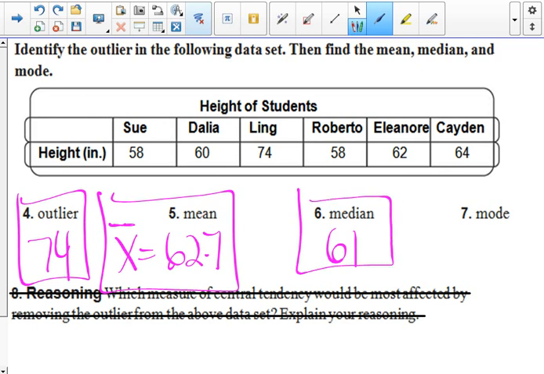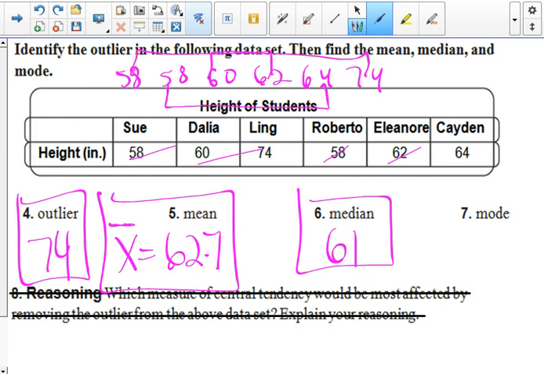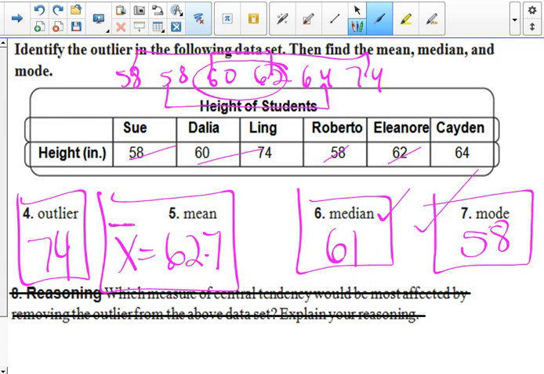61. So I erased them all in order. It was what? 58, 60, and then 62. Oh, I did 58. Thank you. 58, 60, 62, 64, 74, right? Now, the median, you went from there to there, there to there, there to there. So our median fell between the two center. So you're going to take the average of those two. 60 plus 62 divided by 2 is 61. So that's how you get your median. And now the mode, what occurred the most often? 58. Yes, there were two of those. Is everybody good with that?